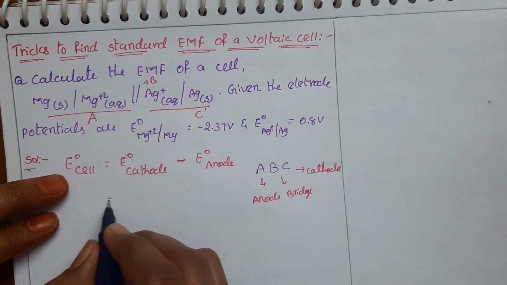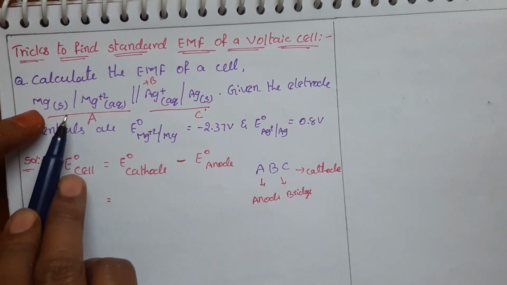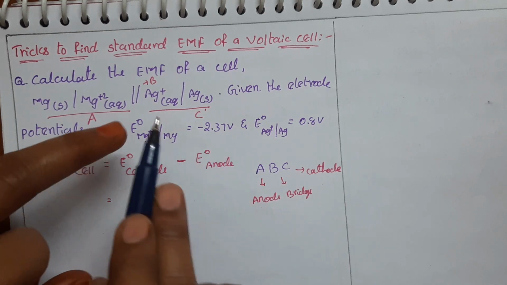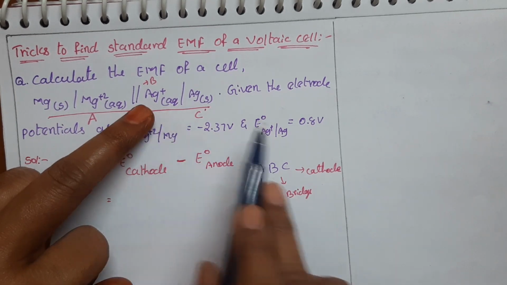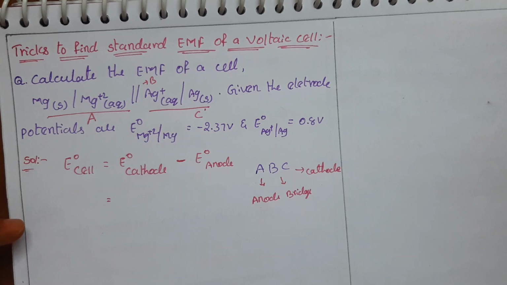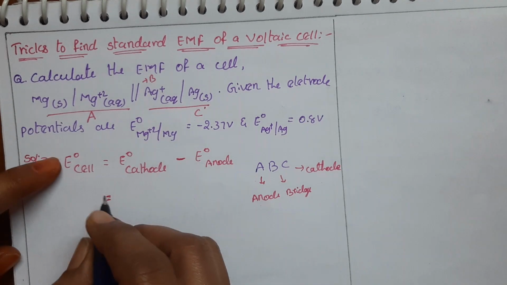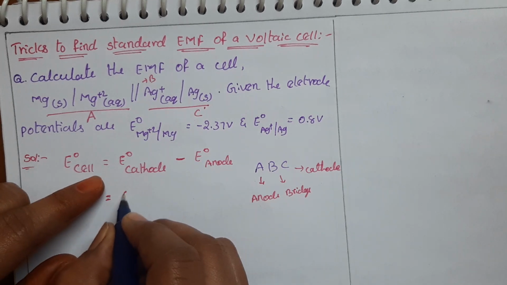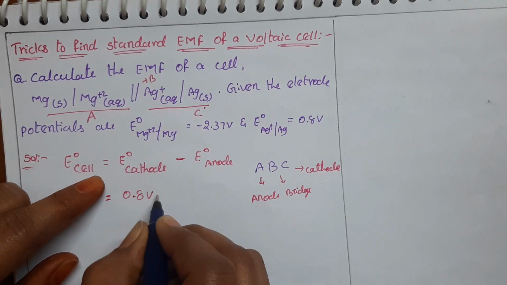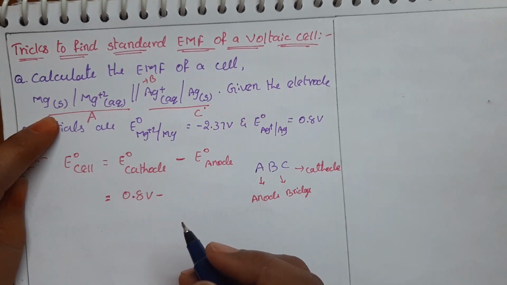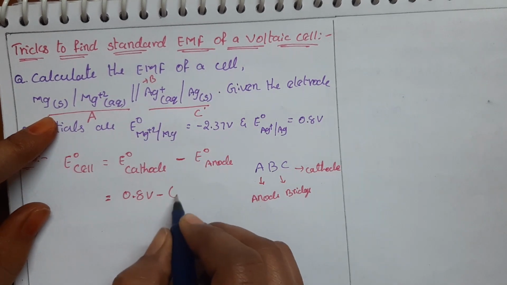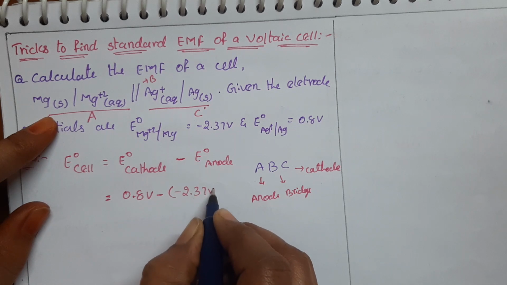Now what is the anode here? Magnesium. What is the magnesium value? Minus 2.37. And what is the cathode here? Silver. What is the silver value? 0.8. Substitute those values in this formula. E0 cell equals E cathode, which is silver, 0.8 volts, minus the anode, which is magnesium, minus 2.37 volts.